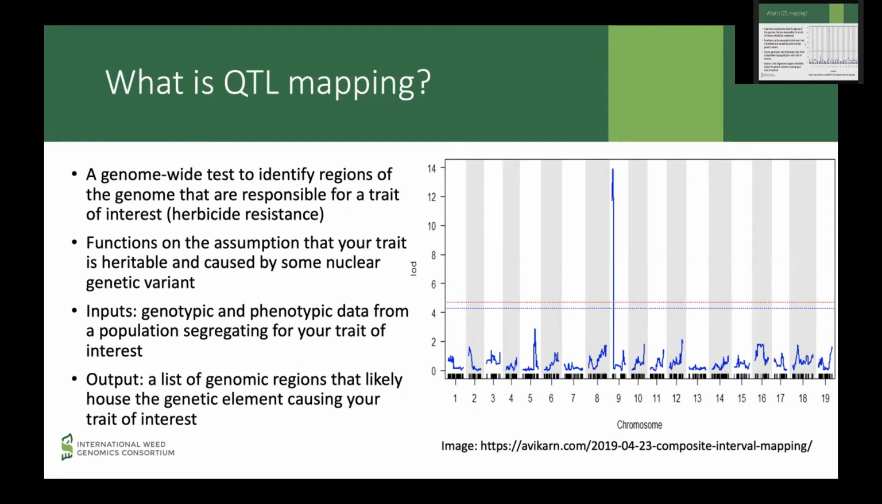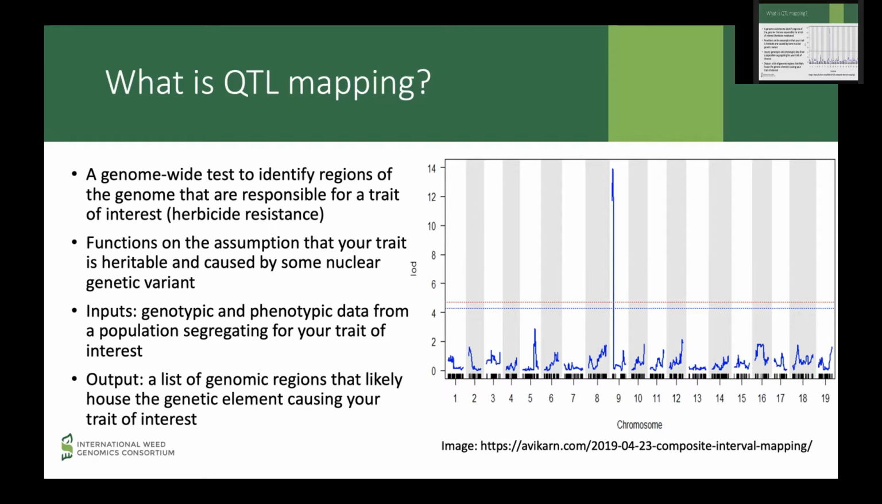And so I want to start by establishing a baseline understanding of what QTL mapping is. Maybe you've read about it or seen it in some publications, but I just want to get everybody on the same page. And so what this is, it is a genome-wide test to identify parts of the genome, physical regions that are controlling your trait of interest.